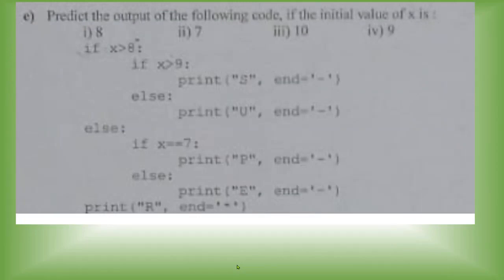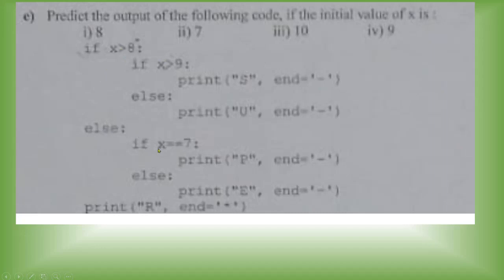See, can you see the screen? Here you have to predict the output. Initial value of x is 4, different values are given there. If x is 8, the first value is 8. Try out with 8. 8 greater than 8, condition false. So it will go and check the else part. It will not execute this part of the if statement. Condition false, it will jump to the else part.